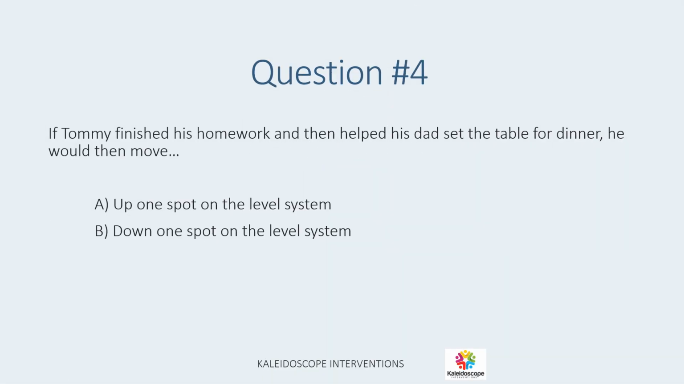Question number 4. If Tommy finished his homework and then helped his dad set up the table for dinner, he would then move A, up 1 spot on the level system, or B, down 1 spot on the level system.